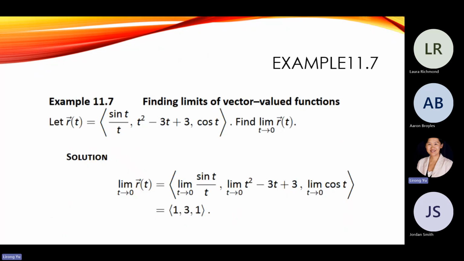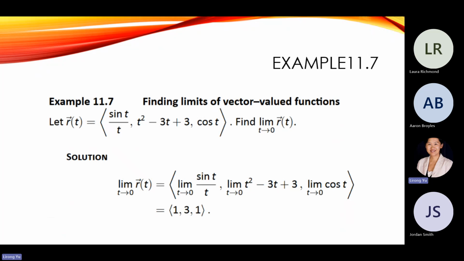Okay, so for example, let's say we want to find the limit of r(t) when t is approaching 0. This function has three functions to worry about. We want to find the limit of sin t over t when t approaches 0. That would be 1. We want to find the limit of t squared minus 3t plus 3 when t approaches 0. That will be 3. The last one is when t approaches 0, cosine 0 equals 1. So the limit of this vector when t approaches 0 is (1, 3, 1).